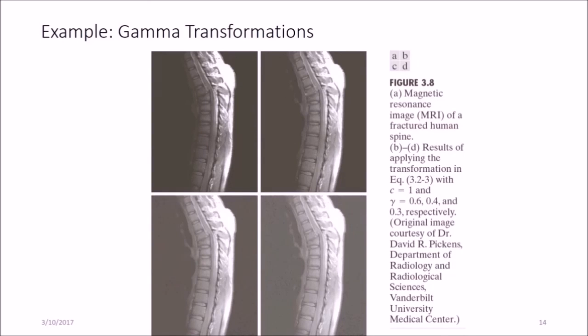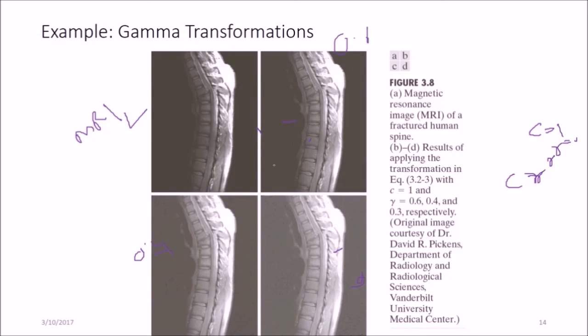One more example of gamma transformation is the magnetic resonance image, that is MRI, of a fractured human spine. Now from this image to this image to this, these are the images obtained by applying C equal to 1 and gamma equal to 0.6. You remember s = C r to the power gamma. So we apply gamma equal to 0.6 here, in this case 0.4 and here 0.3.